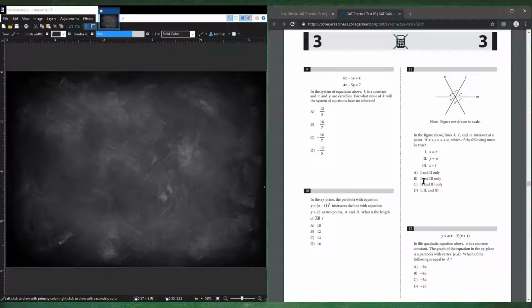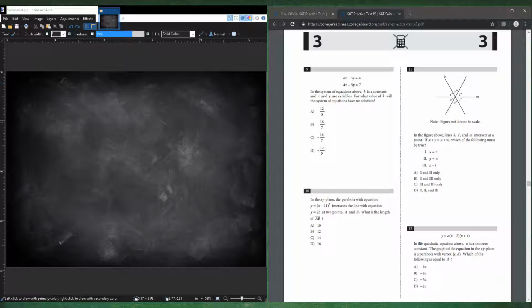Okay, question 11. In the figure above, lines k, l, and m intersect at a point. If x plus y equals u plus w, which of the following must be true? x is equal to z, y is equal to w, and z is equal to t. Let's go through each one. So this one's just a basic graph interpretation question. So x is equal to z.